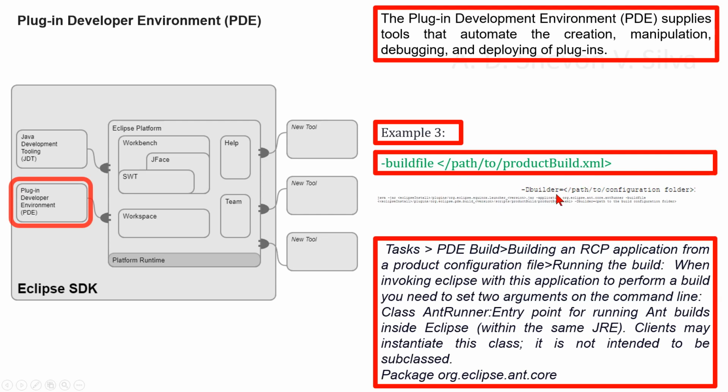Here you can see -Dbuild and so on. This is the file path to the build configuration folder. To run the Ant runner application, use the following command.